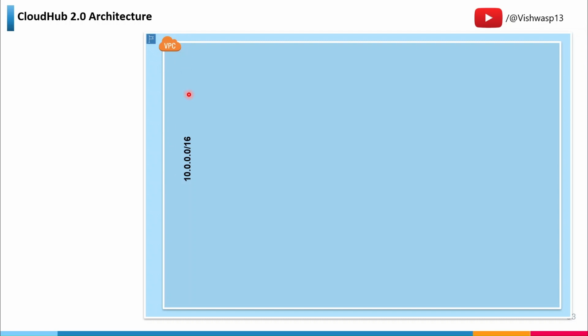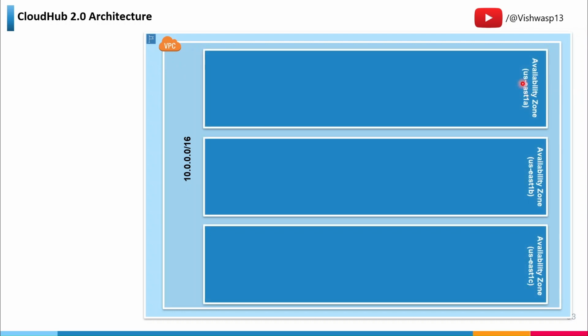Assume you assigned a CIDR of 10.0.0.0 with a subnet mask of 16. Now behind the scenes, Anypoint Platform will reach out to the AWS CloudFormation stack and provision the required infrastructure. So first it creates a VPC. Now this VPC spans across multiple availability zones. In this case, the region is US East and the availability zones are 1A, 1B, and 1C.